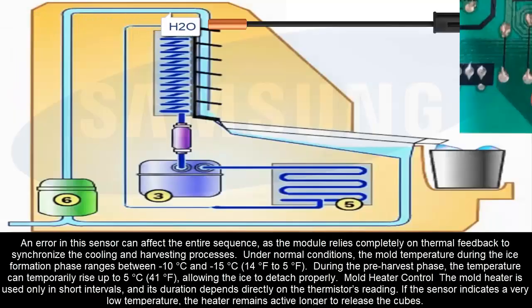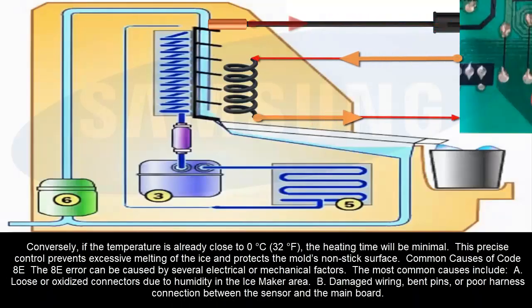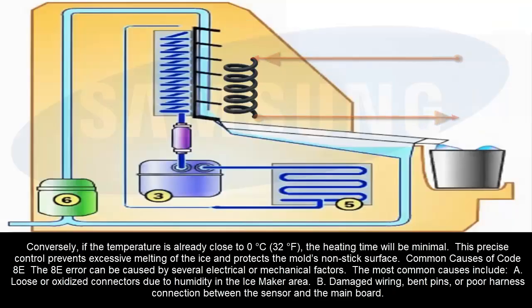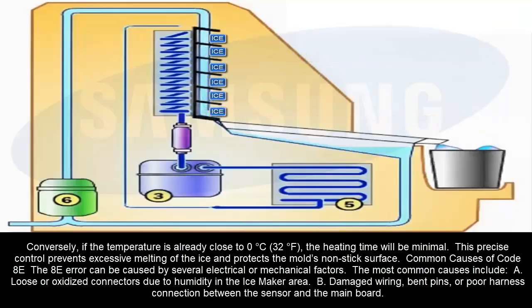Mold heater control. The heater is used only in short intervals, and its duration depends directly on the thermistor's reading. If the sensor indicates a very low temperature, the heater remains active longer to release the cubes. Conversely, if the temperature is already close to 0 degrees Celsius or 32 degrees Fahrenheit, the heating time will be minimal. This precise control prevents excessive melting of the ice and protects the mold's non-stick surface.